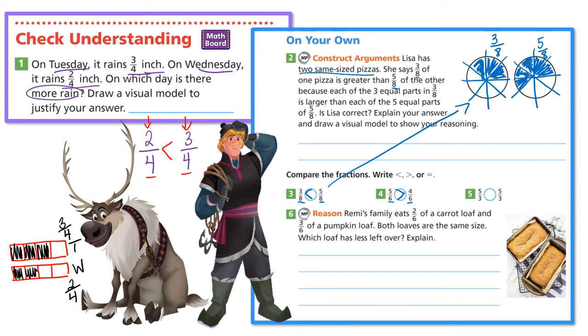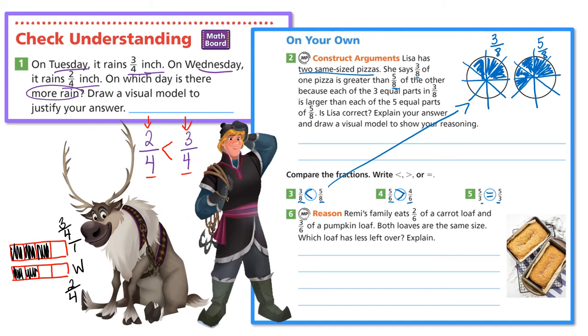Number 5, 5/3 and 5/3. My denominator is the same, so now I compare my parts that I'm counting. 5 parts or 5 parts? Well, that's easy, they're the same. So 5/3 is equal to 5/3.